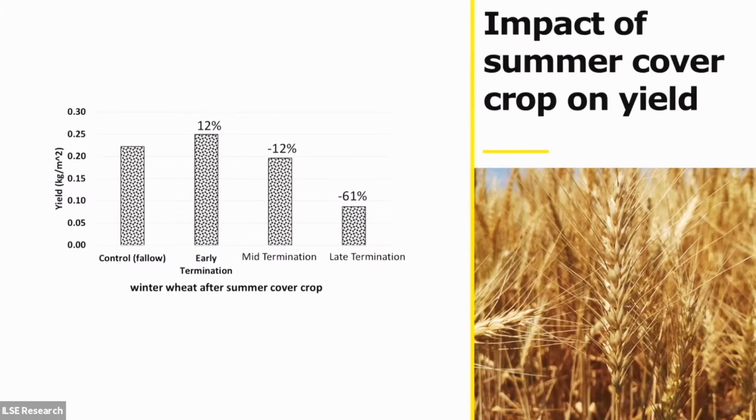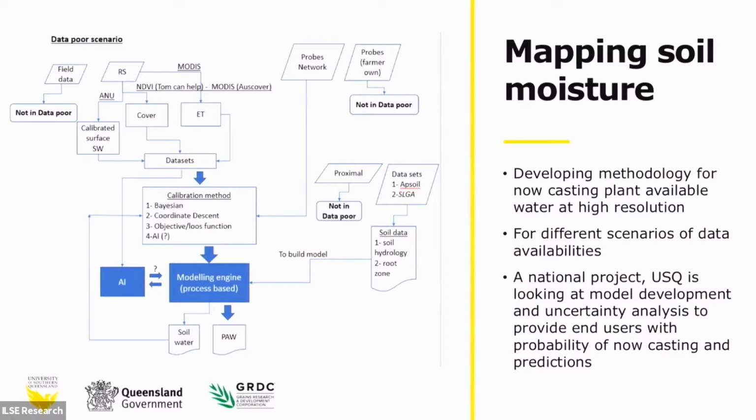Another project that we have funded by GRDC is about mapping plant available water at high resolution at paddock scale, something that can hopefully be used in precision agriculture and on-farm management. This is a big national project with the University of Sydney, ANU, CSIRO, BOM, and USQ. We have a significant role in here. We are developing models for nowcasting soil moisture or plant available water, getting data from different sources: from remote sensing, from on-farm sensors, and also pulling data from data cubes that are already available.